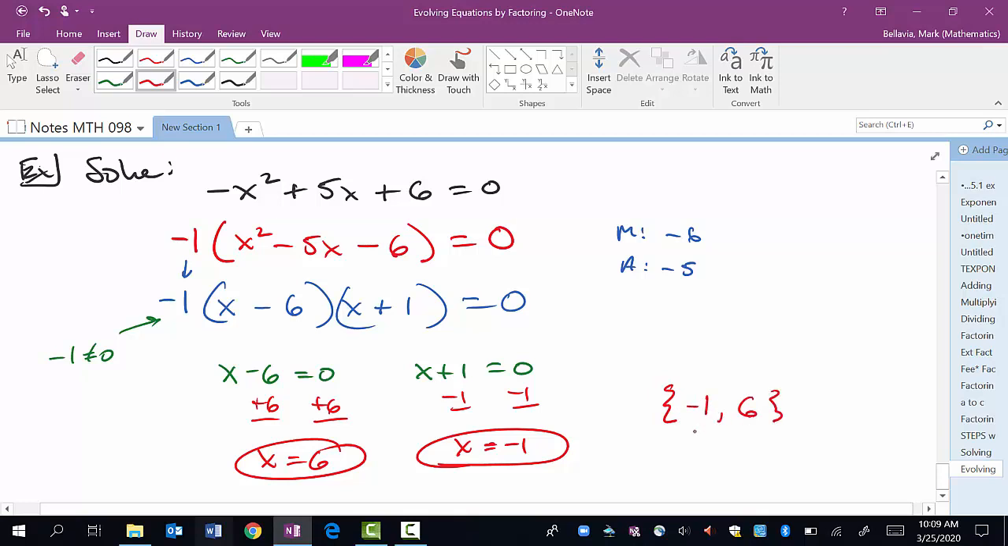The order doesn't matter if you put 6 and negative 1 in a set. It doesn't matter the order you put the solutions. The other thing I would make a point of saying is just because this came out to negative 1, that's coincidental that this was also a negative 1 we factored out. They had nothing to do with each other. This negative 1 is the solution. This was not used in the problem because when you factor out a constant, the constant can never equal 0.